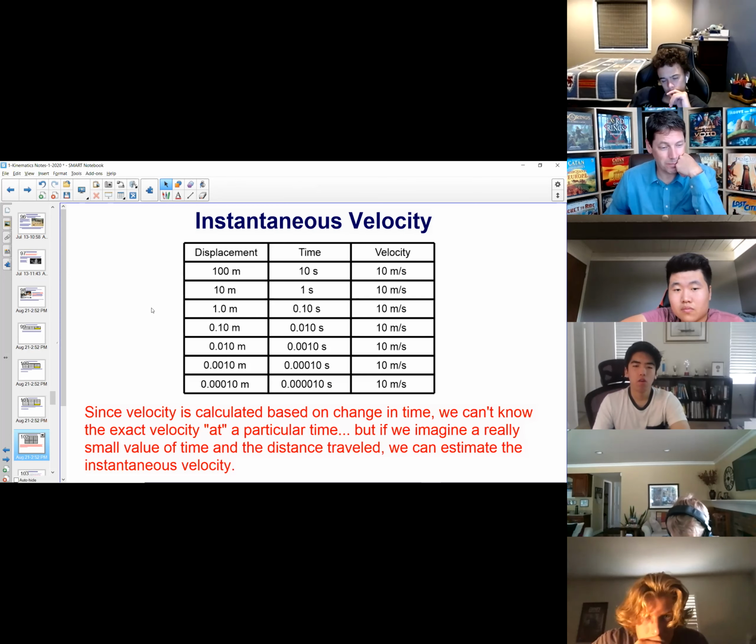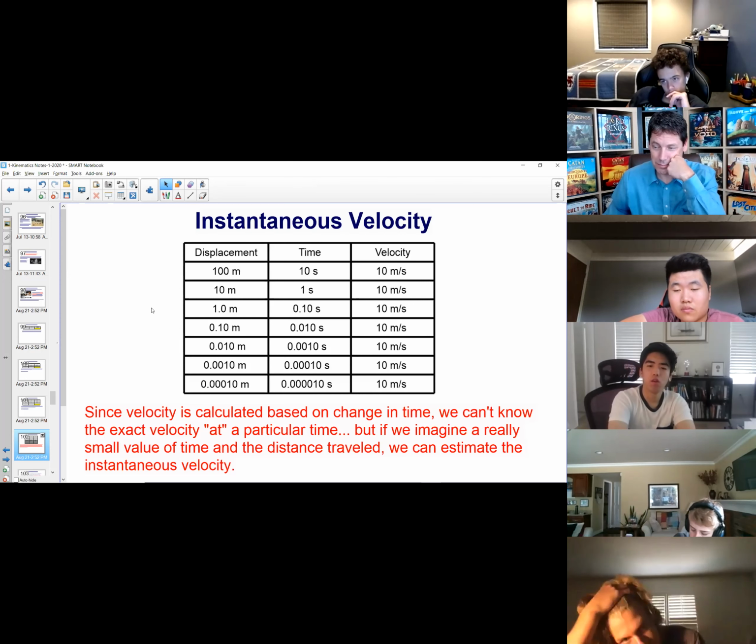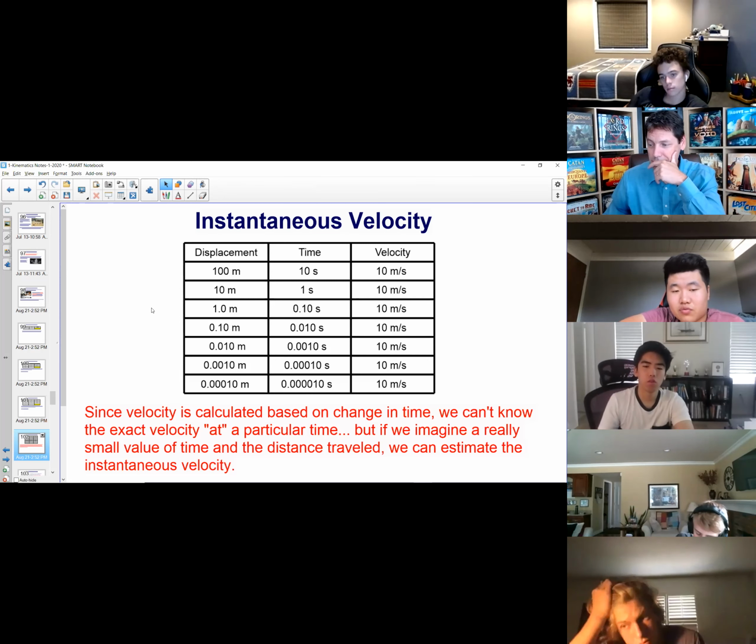Okay, Haley. Since velocity is calculated based on change in time, we can't know the exact velocity at a particular time. But if we imagine a really small value of time and the distance traveled, we can estimate the instantaneous velocity.